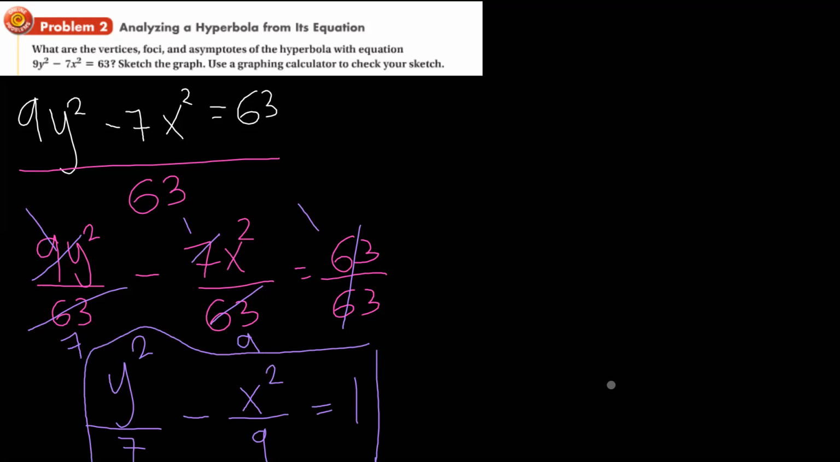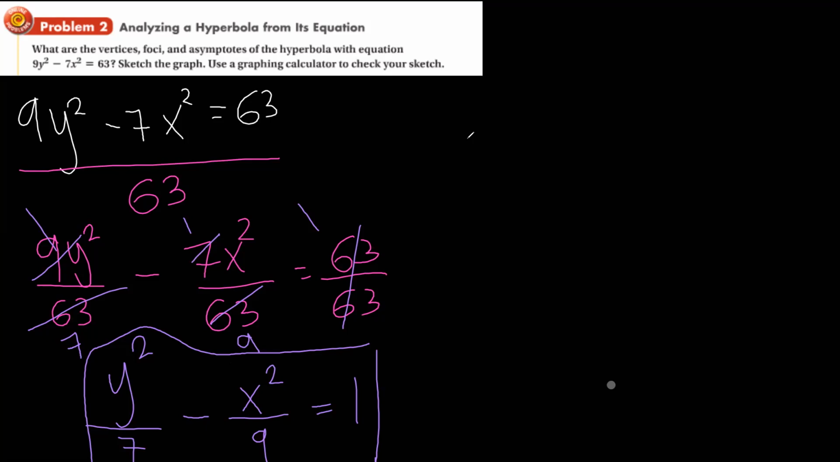Now after that, from this equation, I want to write the vertices, the foci, and the asymptotes of the hyperbola with this equation and sketch the graph. So this is my equation. Now since I'm starting with y, this will be a vertical hyperbola, y squared over 7 minus x squared over 9 equal 1.